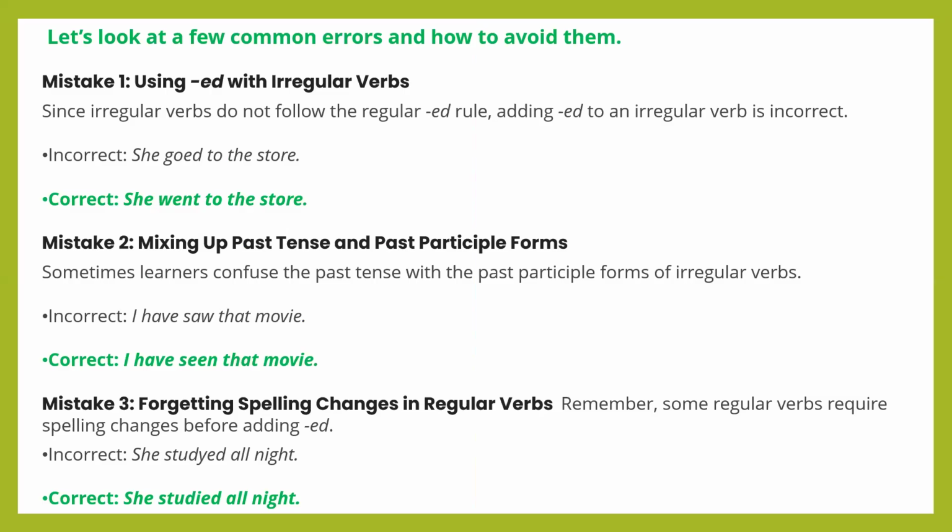Second, how to avoid the error of mixing up the past tense and past participle forms. Sometimes students, learners and language enthusiasts confuse the past tense with the past participle forms of irregular verbs. "I have saw that movie." No. Have always takes the V3 form. Saw, seen: V3 form. "I have seen that movie." So no need to mix up past tense and past participle forms. Have, has and will take V3 forms.